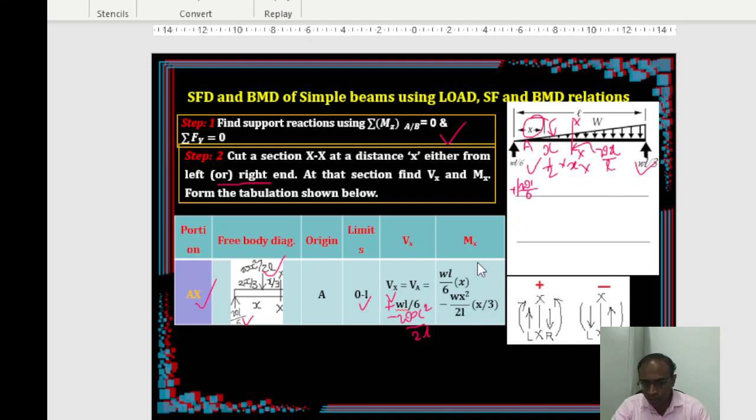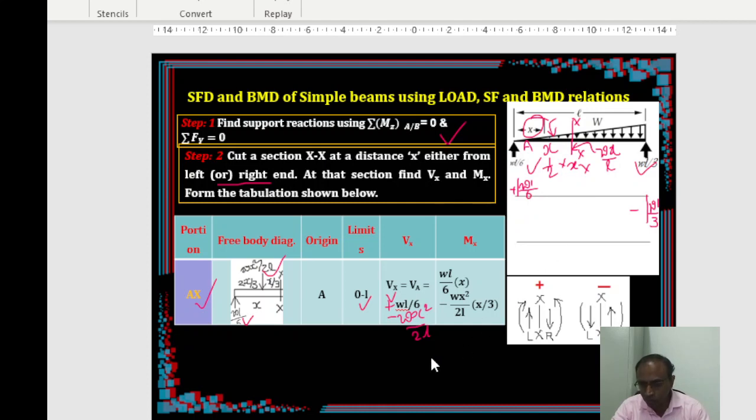Next, if you want at some other point, say L, minimum 3 points we are taking. So wherever you have the equation with you, wherever you want, you can substitute it. Let's say at L if you substitute, what will happen? WL by 6 minus WL by 2 is going to be minus WL by 3. So you will be getting this ordinate as minus WL by 3. Join it. It is varying from the positive side to the negative side.